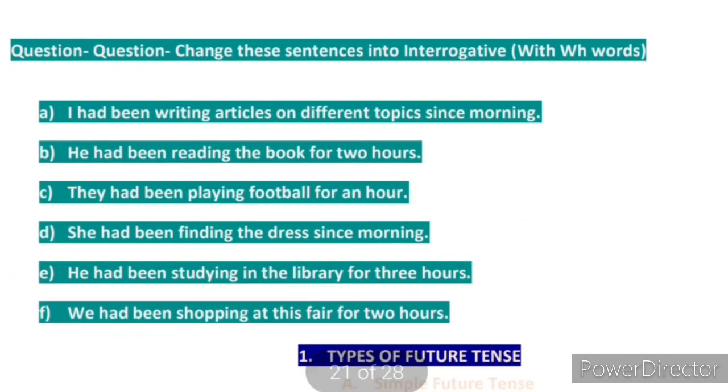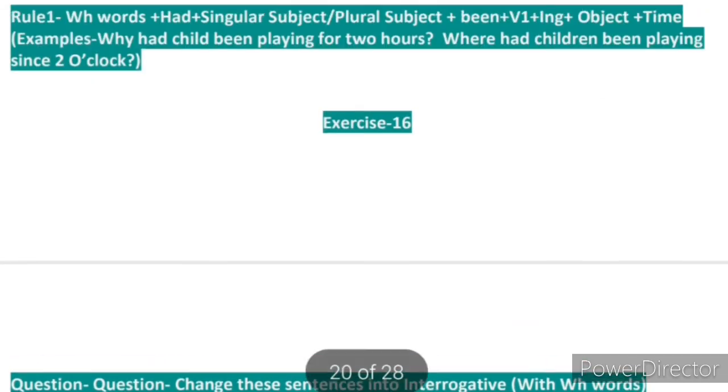I had been writing articles on different topics since morning. So the answer will be: why had I been writing articles on different topics since morning. So next, he had been reading the book. The answer will be: why, when had he been reading the book for 2 hours, like that.